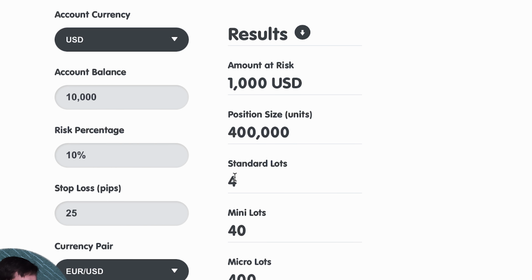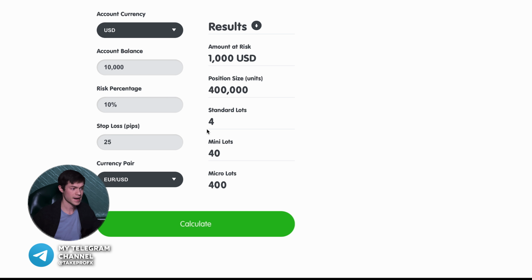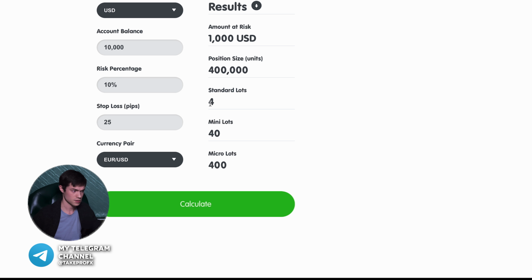The position size we have is a standard lot and it is 4. I have a leverage on this broker of 1 to 1000, so I take a standard lot equal to 4. In most cases we will pay attention to the standard lot.